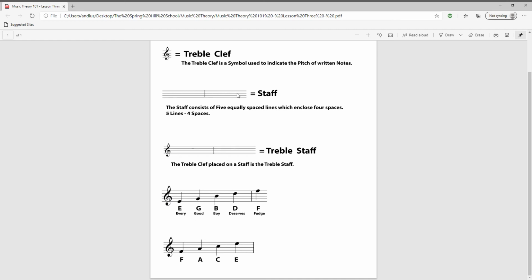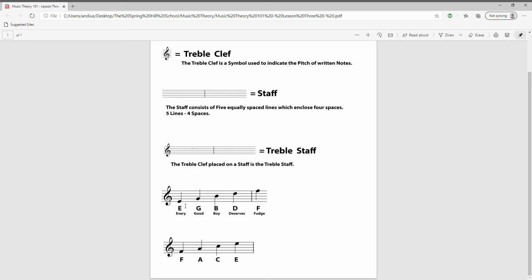If you have notes without the encryption device, you have no idea what the notes are, because it could be the bass staff, it could be the alto staff, it could be the tenor staff. Without the treble clef, you have no idea what the notes are, because they could be any note. But once you put the encryption device, the treble clef, on the staff, you will know what the notes are.